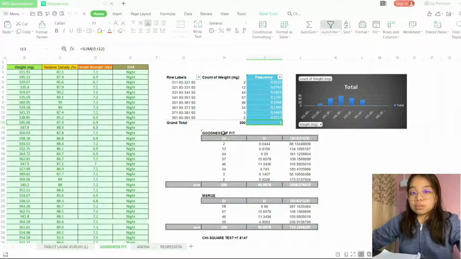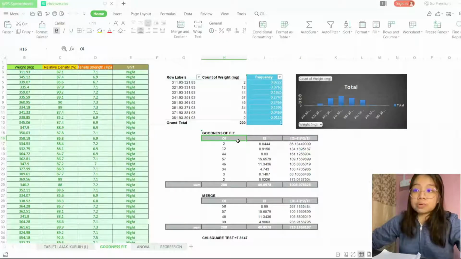Next, we will do this goodness of fit table, which will include the observed value, the expected value, and the observed minus expected value, which we square and then divide by the expected value. We get the observed value from this count of weight, and to get the expected value, we multiply the observed value with the frequency of each range. Then we get the expected value for each observed value. Next, we calculate the observed value minus the expected value, square it, divide it by the expected value, and we get these values.